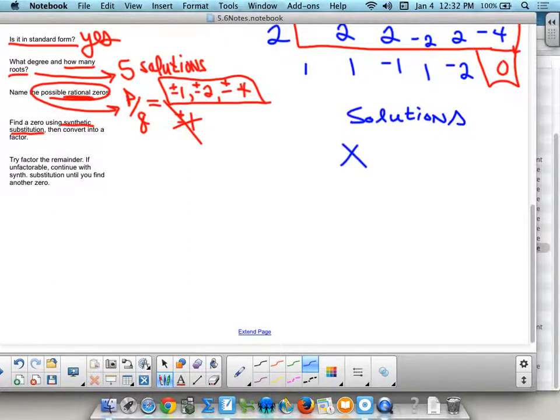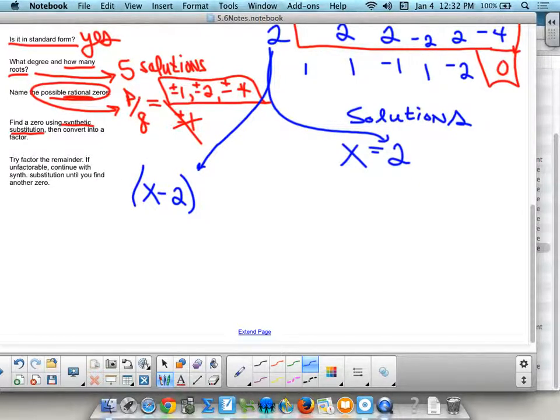I know which one for sure works. 2. But there are 5 answers, correct? Yeah. Plus or minus 2. Okay, wait. We know -2 works, but hang on now. Here's the deal. This came from this factor, correct? So this number times this number gives me the original equation. Now what is 1, 1, -1, 1, -2? That's x to the 4th, x cubed, x squared, x term, and the constant.